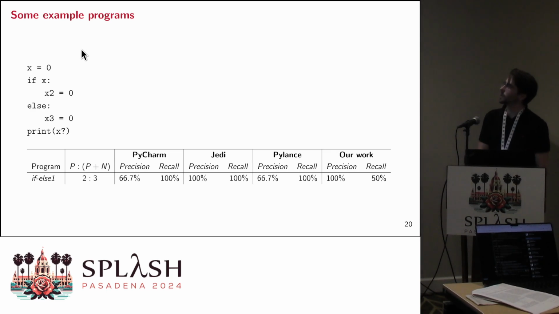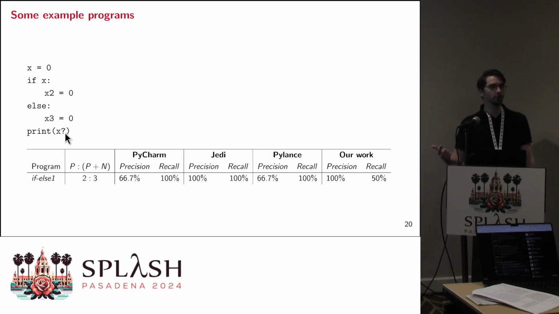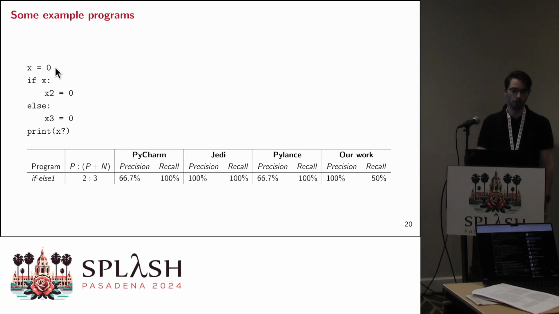This is a simple example where the if condition is always false. So this branch is never taken, and at the end, both x and x3 are in scope. And this is handled nicely by Jedi. PyCharm and Pylons, they give all three of the variables as completion candidates, and our approach only gives the first one as a completion candidate. And that is due to the abstract domain we use, which are types which do not track these values. So in our evaluation, this x would just be an int and not the value 0.